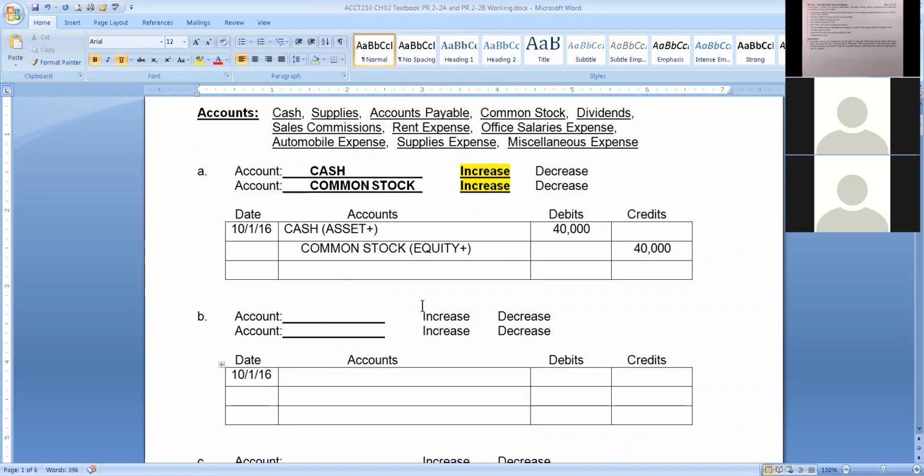Okay, so we have rent expenses, which are always increasing, unless there's some kind of an error. What's happening to our cash? Is it going up or down? Down. Down, yep.